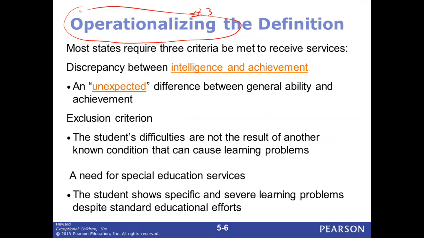First, a discrepancy between intelligence and achievement. Here it is again, an unexpected difference between general ability and achievement. What does unexpected mean? Well, if somebody has intellectual disabilities, you would assume that there would be a lower achievement. But somebody that comes with what we would consider somewhat normal ability, and their achievement is way below, it isn't commensurate with their ability, that's an unexpected difference.